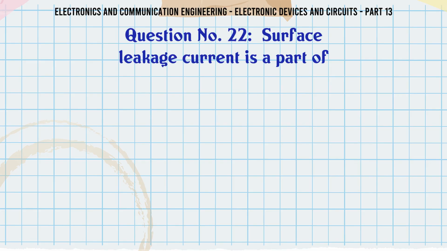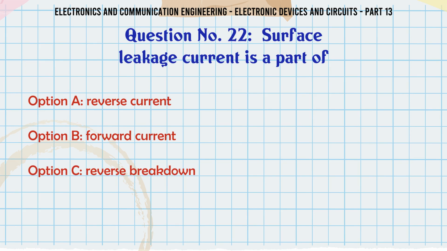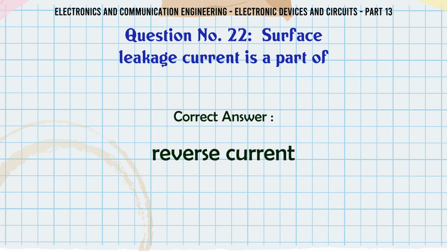Surface leakage current is a part of: A. reverse current, B. forward current, C. reverse breakdown, D. forward breakdown. The correct answer is reverse current.